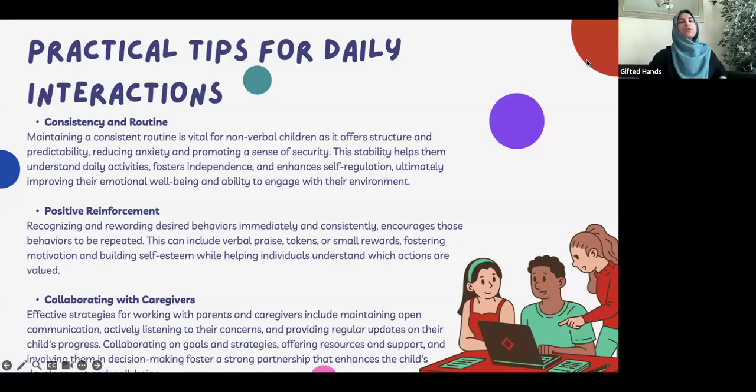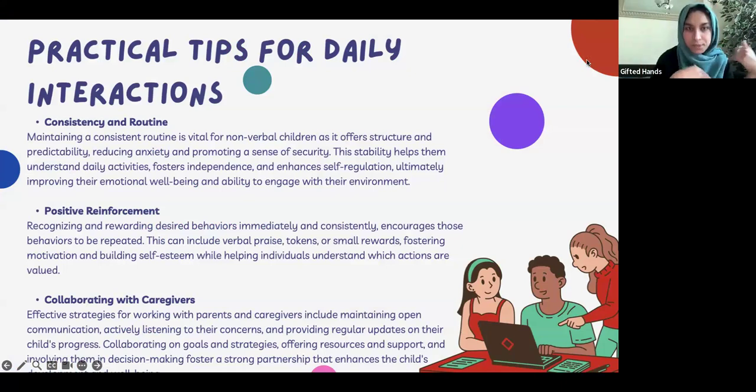So, practical tips for daily interactions. It's almost similar to the previous slide, consistency and routine. First get the child into a routine, then implement it with the child's opinions, and after that, implement it without the child's knowledge. Positive reinforcement, very important.